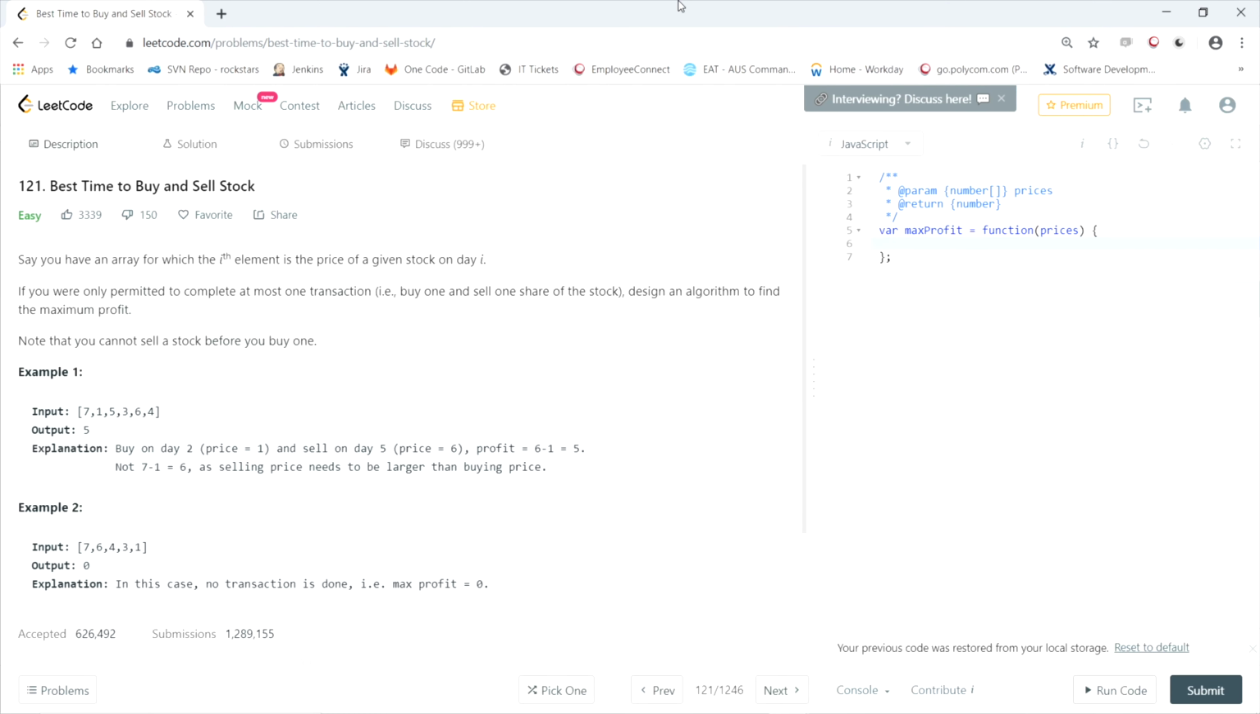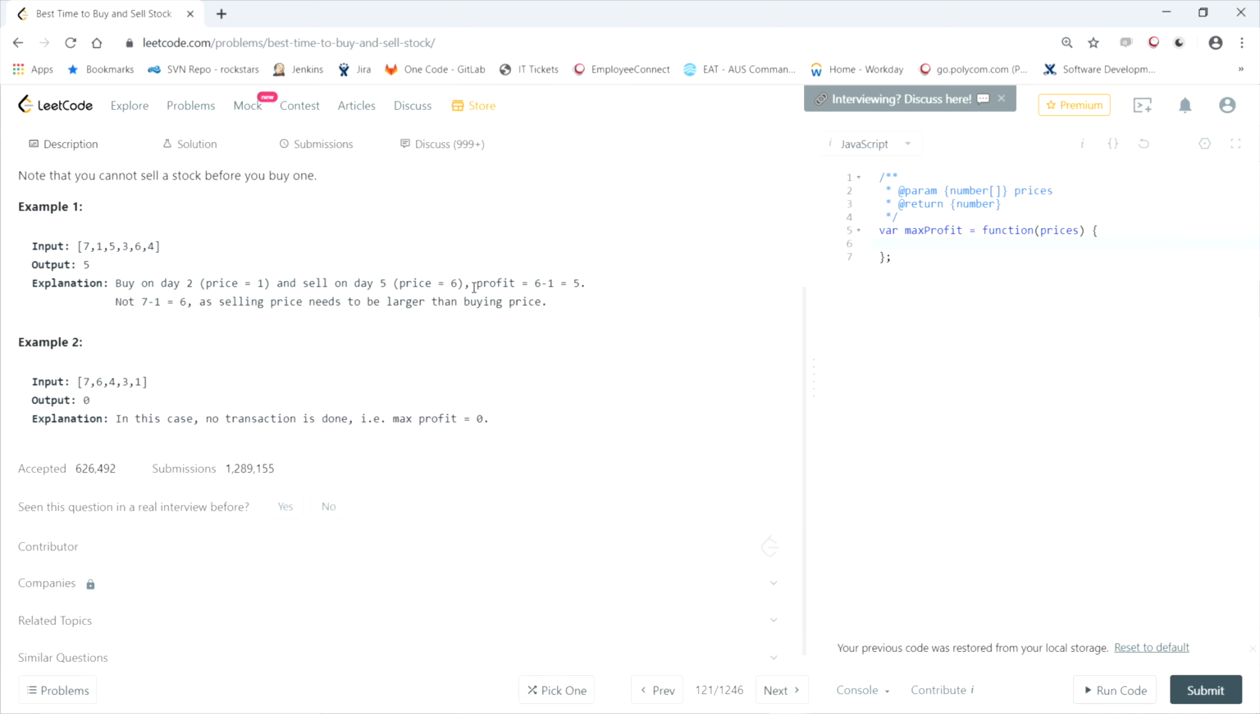Alright, this LeetCode question is called Best Time to Buy and Sell Stock. It says, say you have an array for which the ith element is the price of a given stock on day i. If you were only permitted to complete at most one transaction, that is, buy one and sell one share of the stock, design an algorithm to find the maximum profit. Note that you cannot sell a stock before you buy one.